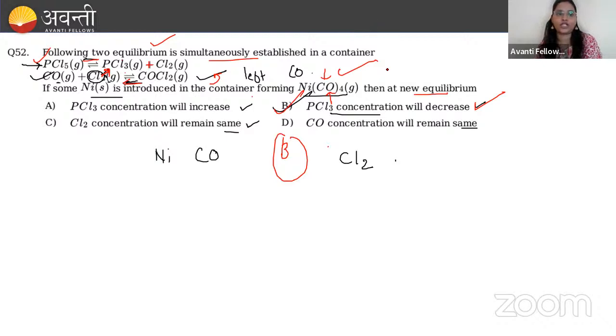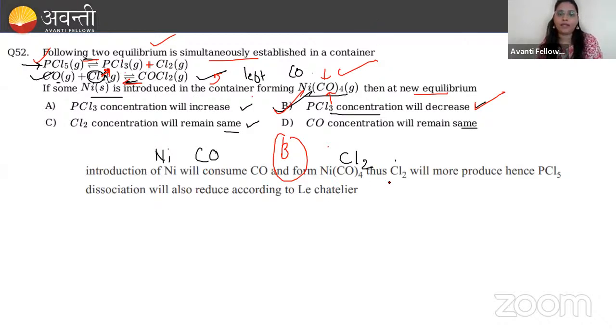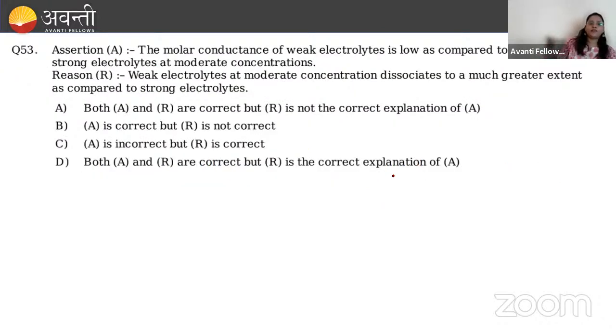Okay, now let's move on to the next problem. Here I have given you the solution. Next, assertion. We have given a reason and assertion type of question here. You can see here, molar conductance for weak electrolyte is low as compared to the strong electrolyte at moderate concentration. Secondly, weak electrolytes at moderate concentration dissociate to a much greater extent as compared to what? Strong electrolyte. So both A and R are correct, but R is not the correct explanation of A.